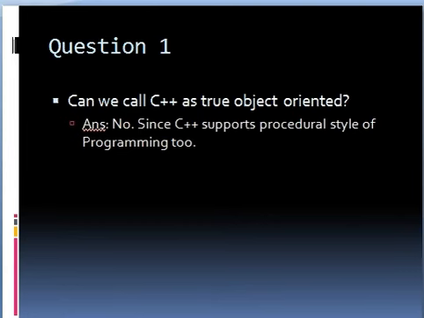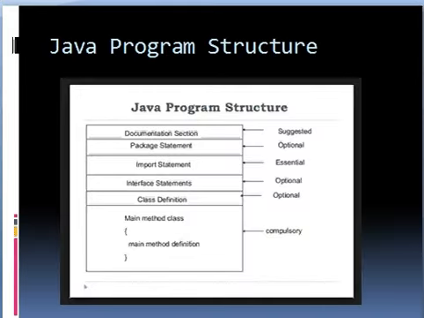Next, we'll come to the Java program structure. Now, the Java program structure starts with the documentation section. This is a suggested section. It is not compulsory. It is not essential. It's always good to give a brief introduction of your program whenever you start typing a program. Next is the package statement. This indicates whether the class belongs to a particular package or not. This is again an optional statement.